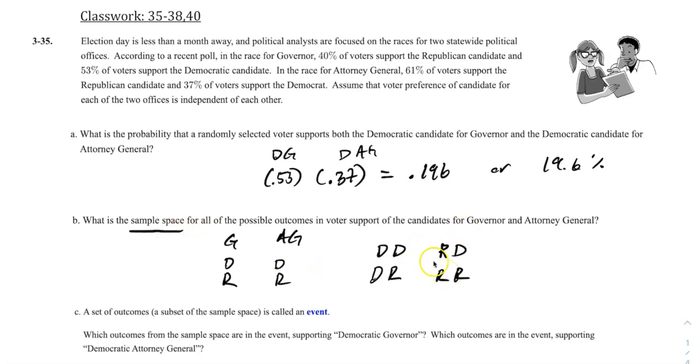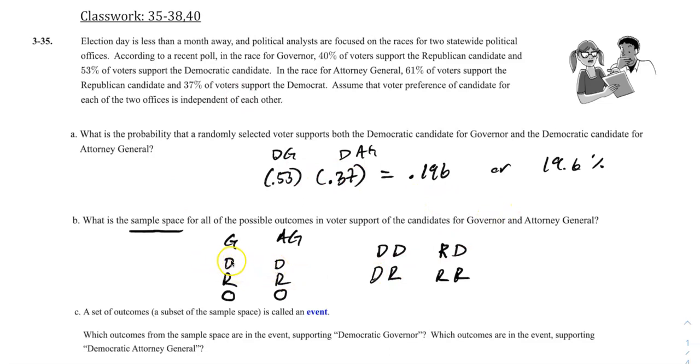But if you noticed, for governor the Republican is 40 and the Democrat's 53. That only adds up to 93%. Same thing down here, Attorney General: 61 for Republican and 37 for the Democrat. That adds up to be 98. I can do math sometimes. 98%. So there's an other choice. I'll put other, or probably an independent candidate. So that's a few more possibilities.